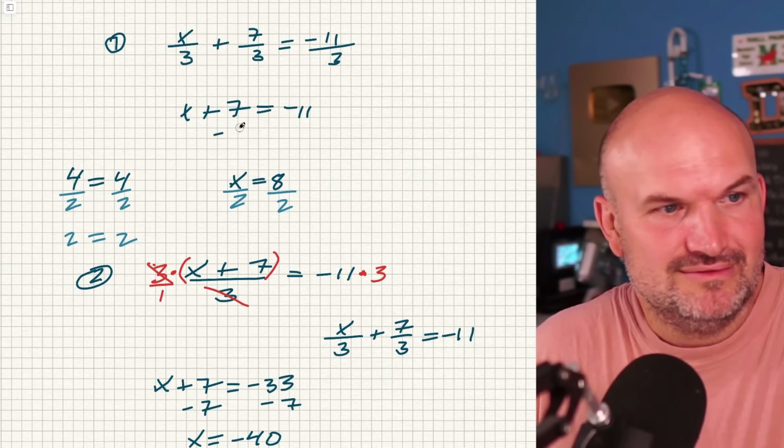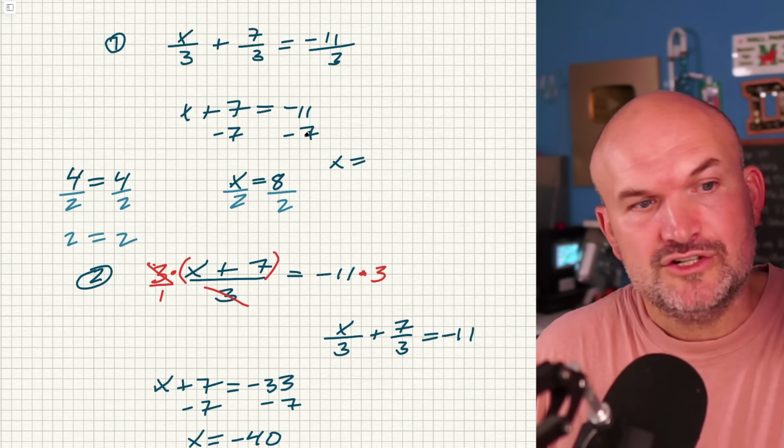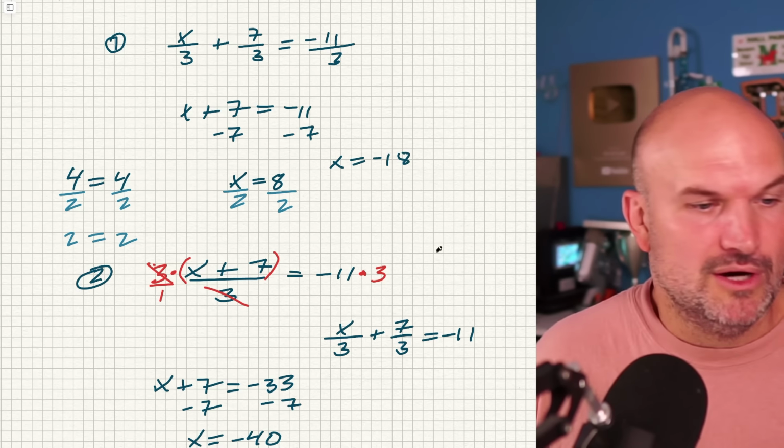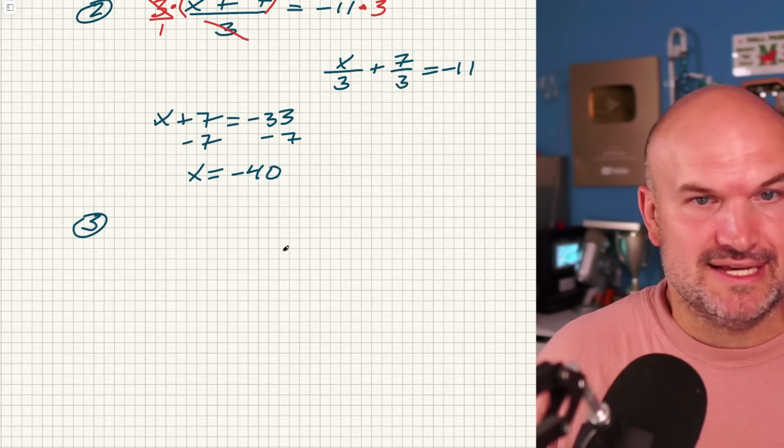Hey, why didn't I solve this? What am I doing? So subtract a 7 on both sides. X equals, you owe me $11. You borrow 7 more. That's a negative 18. Okay. The last tip, or the last one that we can look at, is what about if we have something like this?